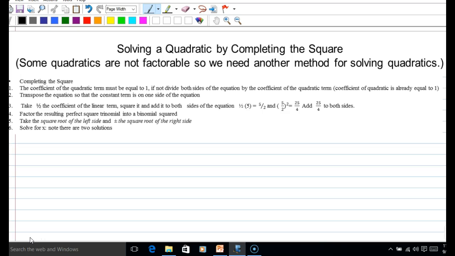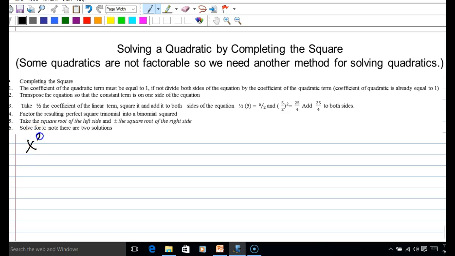Now, not only can completing the square be used to solve quadratics that are not factorable, it can also be used to solve those which are factorable as well. But in general, if they are factorable, it is easier to use the zero product method or solve them by factoring. So let's look at an example of how to solve a quadratic by completing the square.